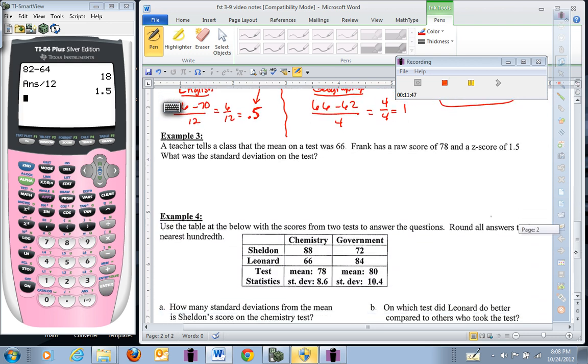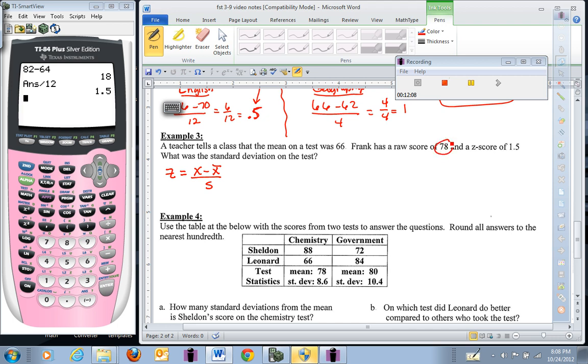Frank tells a class that the mean on a test was 66. Frank has a raw score of 78 and a z-score of 1.5. What is the standard deviation? In this formula, z equals x minus x bar over s. There are 4 variables. Anytime they can give us 3 out of 4, we can solve for the remaining one.